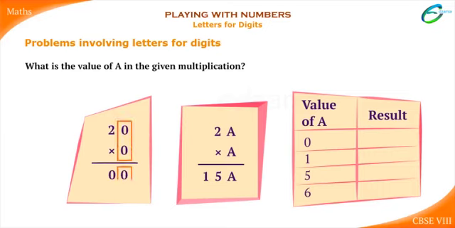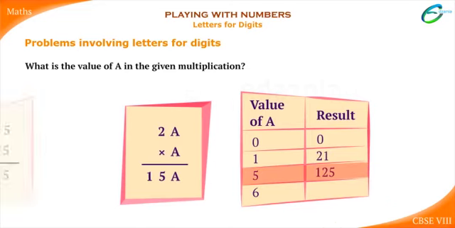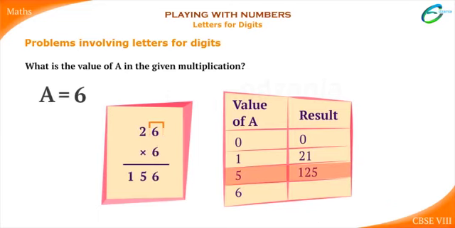If A is equal to 0, then the product is 0, which is not true. So A cannot be 0. Taking A as 1 gives the product 21, which is also not true, so this case is ruled out. Next, A as 5 gives a result 125. This doesn't satisfy the given condition, where the digit at the tens place is 5. Let's now check with 6.